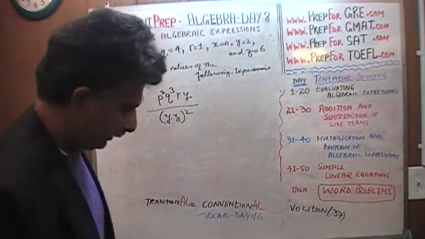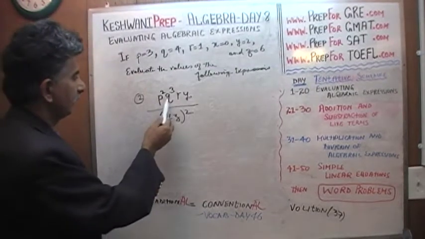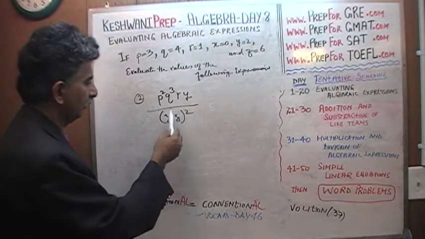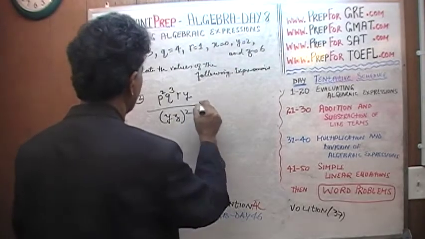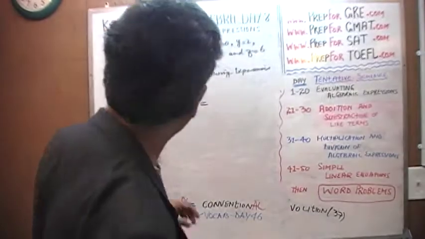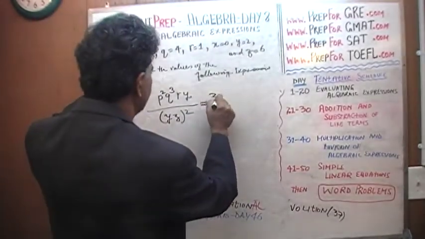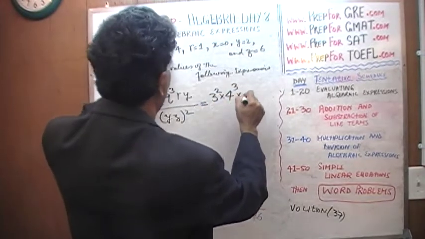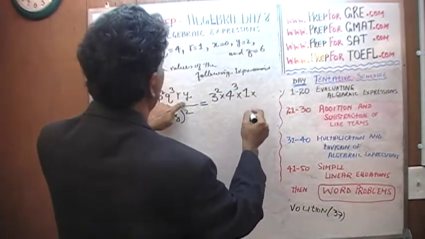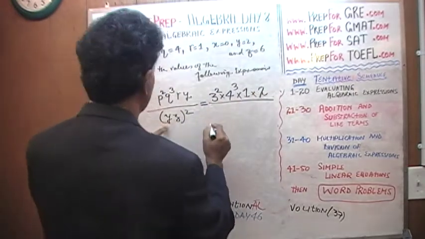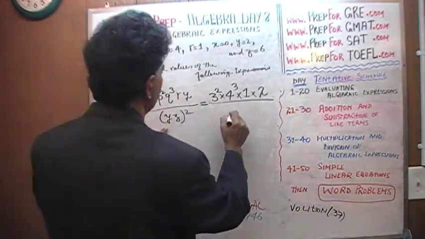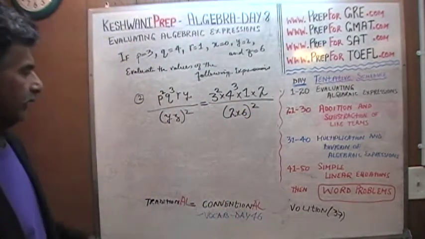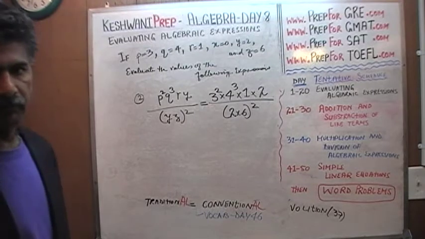So one more time, how do we read this thing? P squared times Q cubed times R times Y over Y times Z whole squared. P, how much is your P? P is 3, so 3 squared times Q, which is 4 cubed, times R, which is just 1, times Y, which is 2, that takes care of that, over Y times Z, 2 times 6, whole squared.